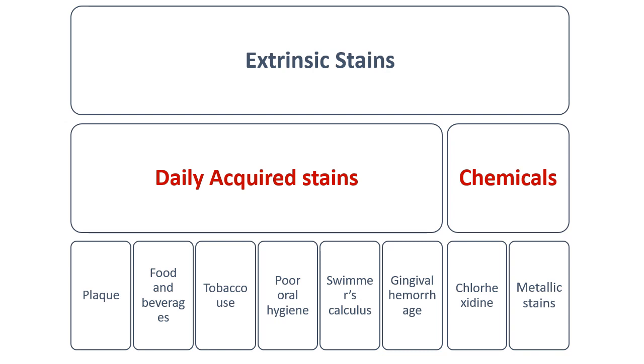In case of tobacco users, and if the oral hygiene is poor, then swimmer's calculus, chlorhexidine, and gingival hemorrhage also can cause a daily acquired stain. Whereas in chemicals, frequent or prolonged use of chlorhexidine mouthwashes can also lead to chemical stains.